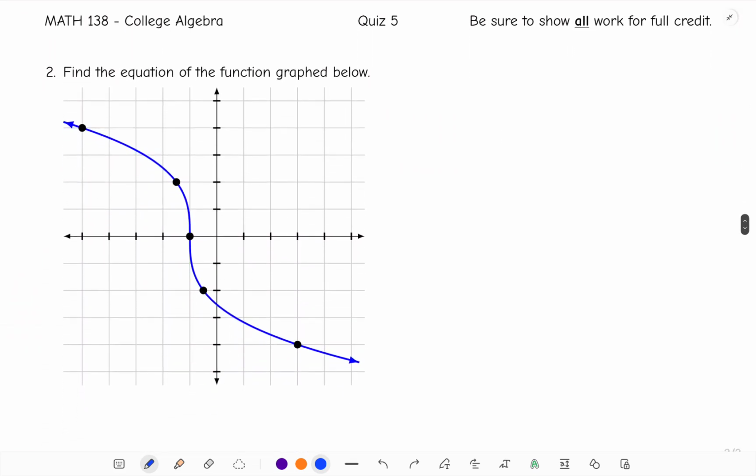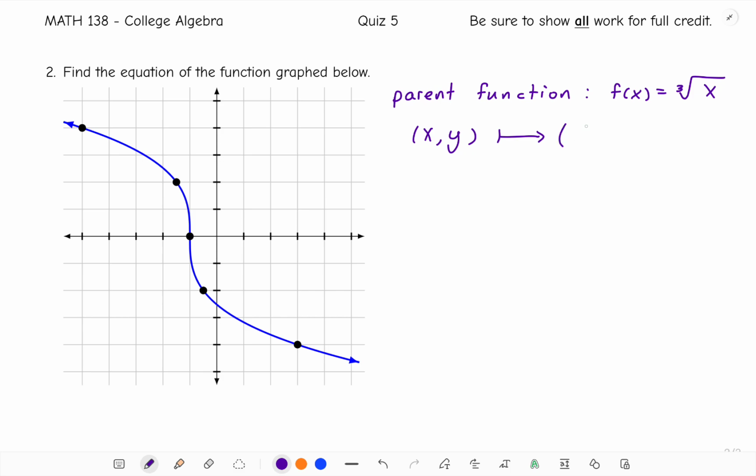Now I'm actually going to do number 2, 2 different ways. Again, I'm going to identify what the parent function is first, which is f of x is equal to the cubed root of x. And then we don't know what our formula is, but I'm going to write it out right here. It's normally x over c plus h, and then a times y plus k.